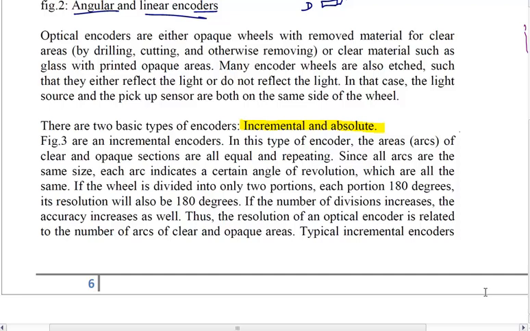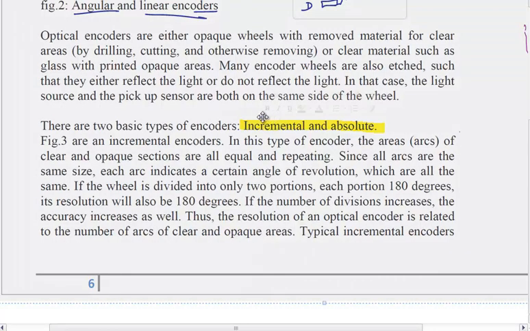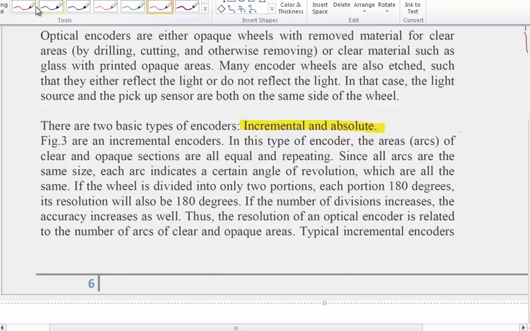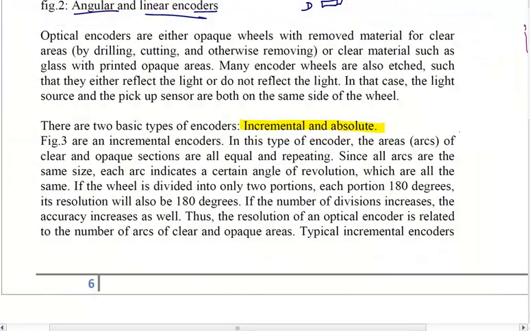Hello students, next we have to look into the two different types of encoders. One is the incremental encoder and the second one is the absolute encoder. The incremental and the absolute.